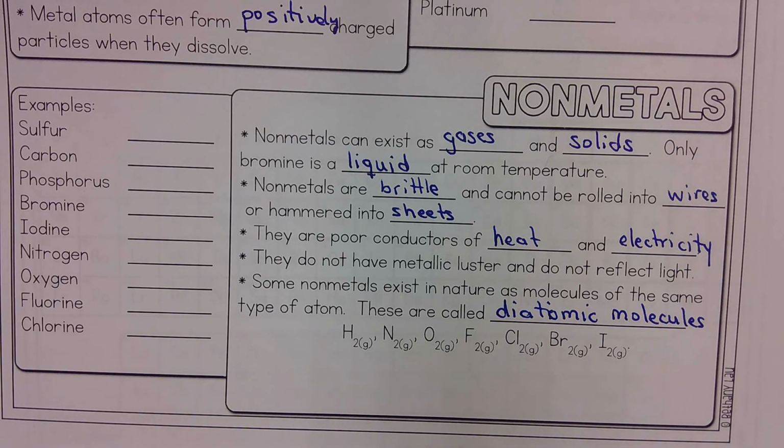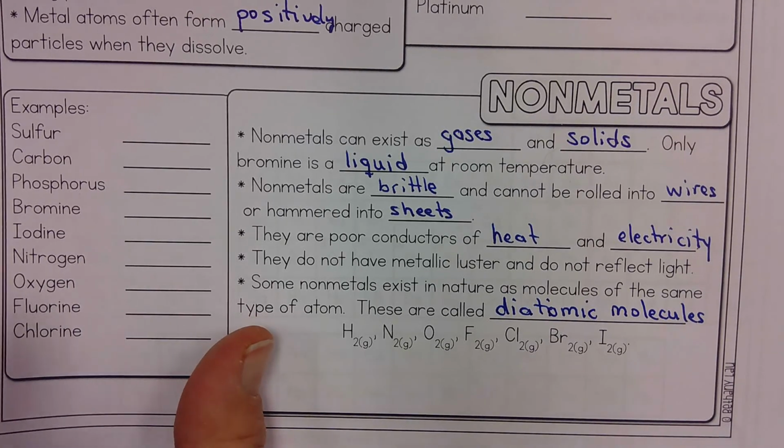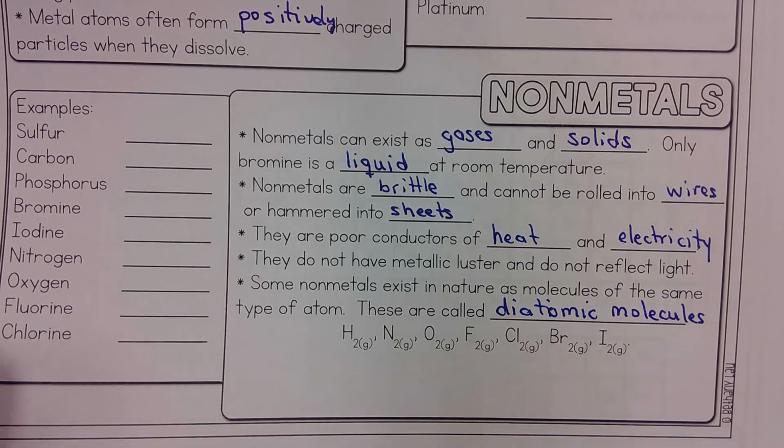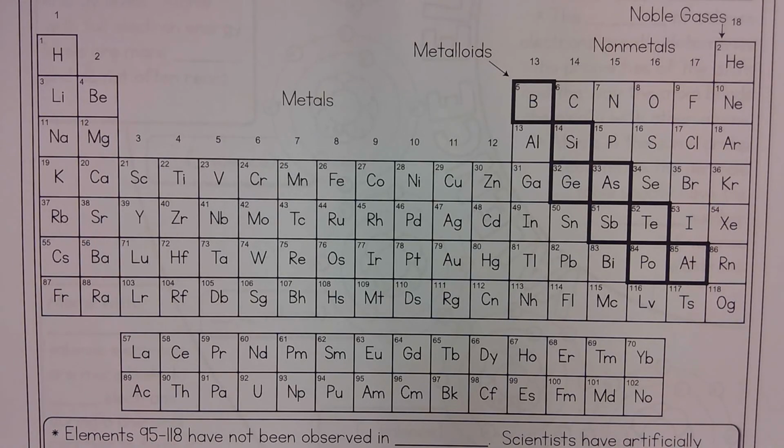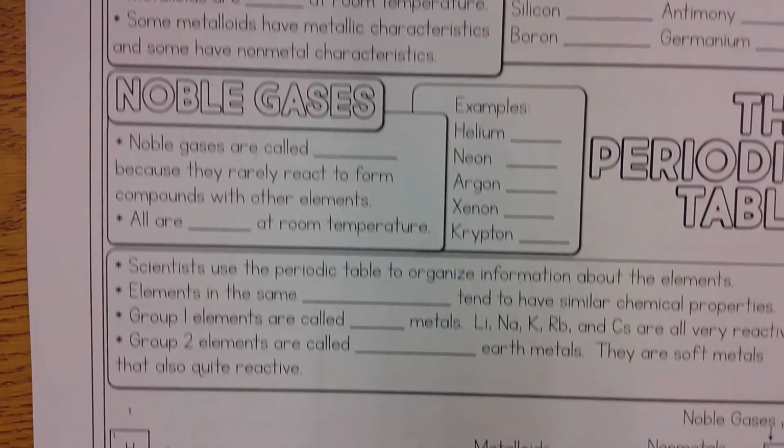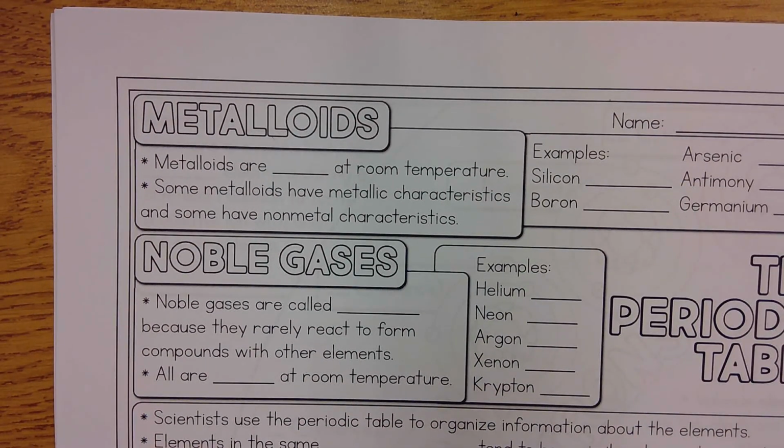We'll talk about that in a little more detail later on in the unit. But it is good to know that these 7 elements exist as diatomic molecules, which means they're two attached together. All right, couple more categories in the periodic table we want to look at here. The next one is something called metalloids.